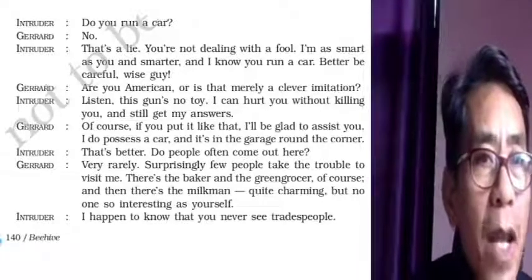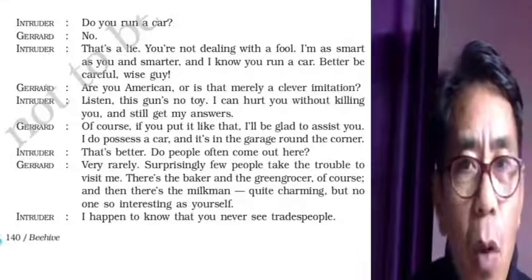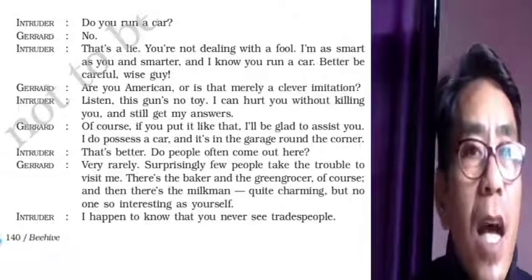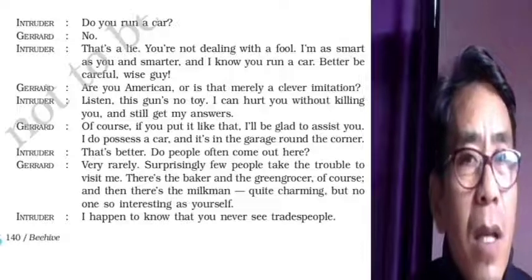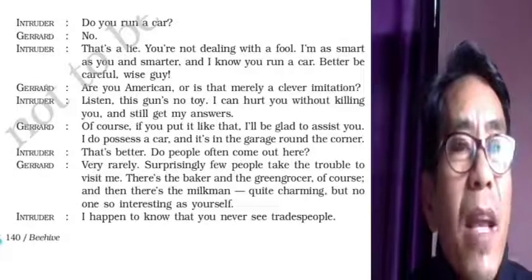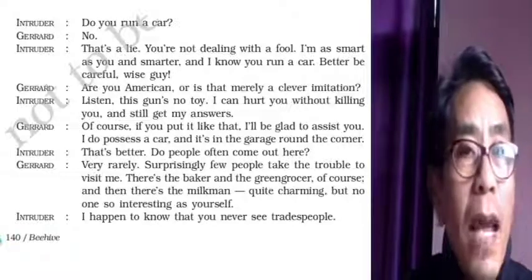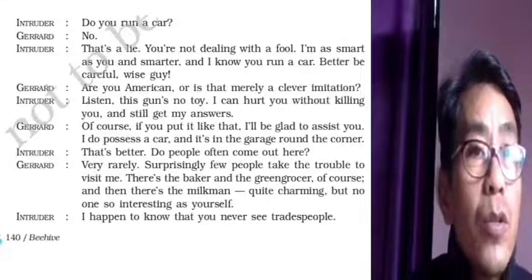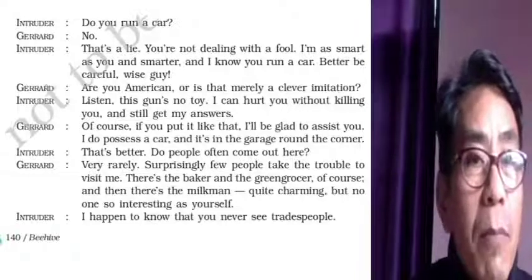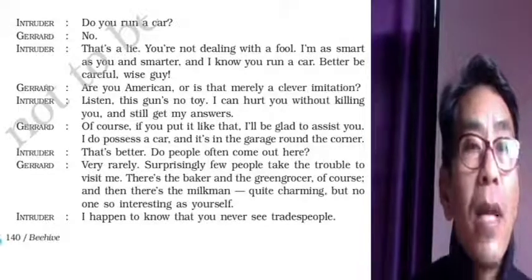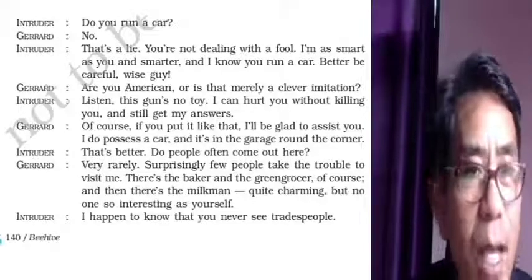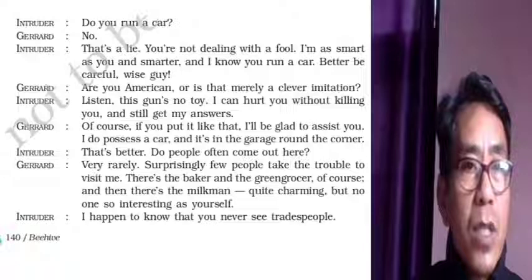Yes. And Gerard said, are you American, or is it that merely a clever imitation? So Gerard asked him whether he was a real American or was trying to use an American accent. We all have different accents, so the intruder might have used some kind of American accent. So Gerard asked whether he was an actual American or was he trying to, what should I say, imitate, copy.